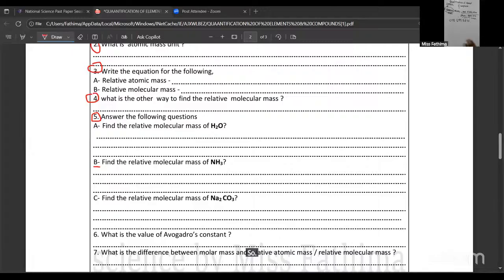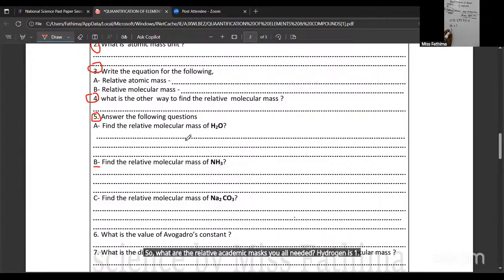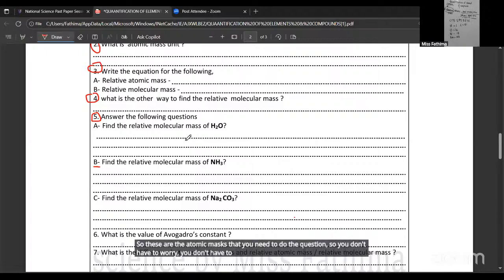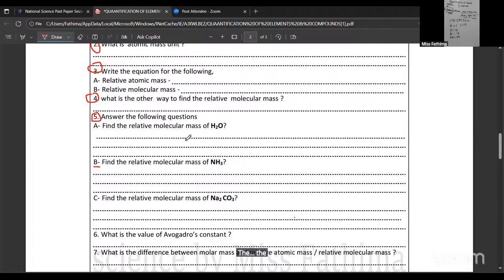So, what are the relative atomic masses you all need? Hydrogen is 1, oxygen is 16. Then, what else do you need? Nitrogen is... sodium is 23. Then you need carbon. Carbon is 12. So these are the atomic masses that you need to do the question. So you don't have to worry. You don't have to memorize all these atomic numbers. In the exam paper they will be giving them to you.